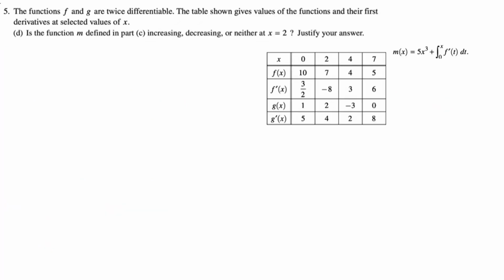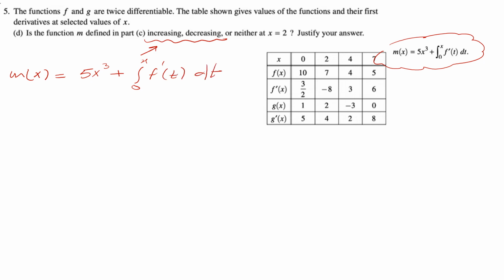Now in this question they are asking whether the function defined in part C is increasing or decreasing. Remember that when they ask us to find the increasing or decreasing interval, we can use the first derivative test, by finding the derivative of the function. In part C, they already gave us m of x, which is equal to 5x cubed plus the integral from 0 till x of f prime of t dt. So here we have to take the derivative of the function. We will take the derivative of the integral, and here we will apply the basic rules of derivative.